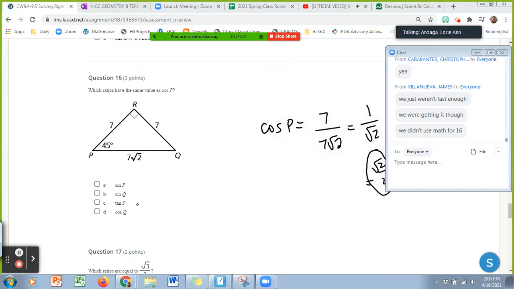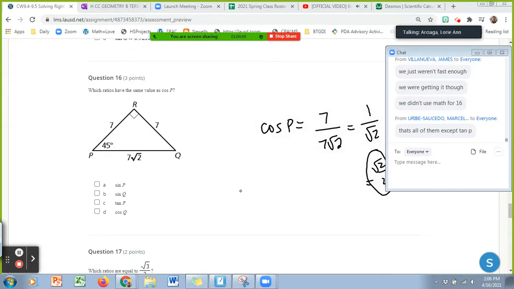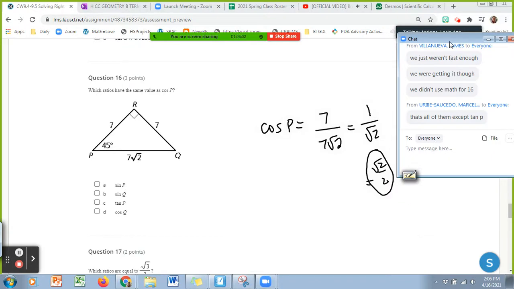We didn't use math for 16. However you use it, whatever formula you use, as long as it works. You have to check each one of these and figure out which one also gives you an answer of radical 2 over 2. And according to Marcelo, it's all of them except tangent of phi. So tangent is opposite over 7, so that's going to be 7 over 7.